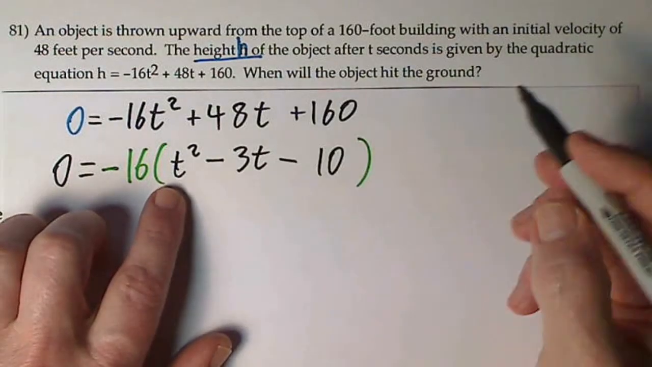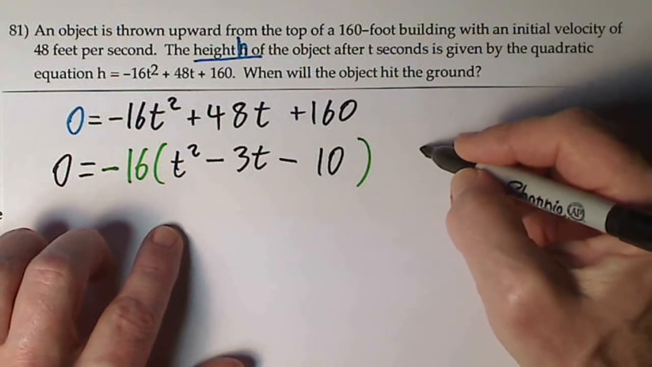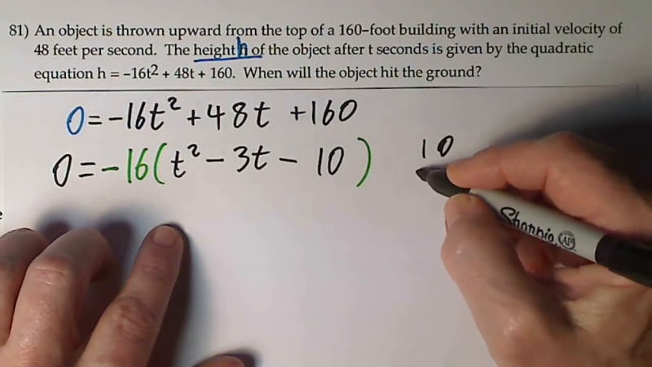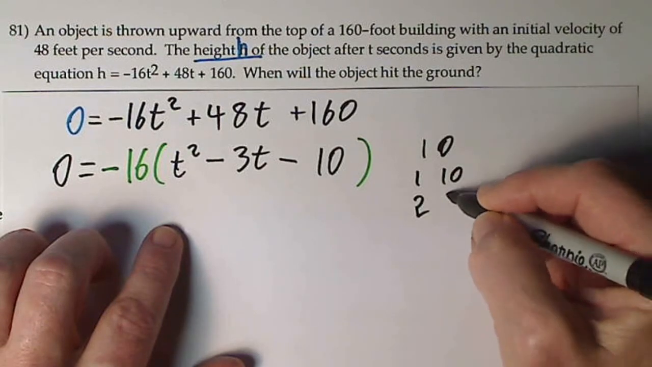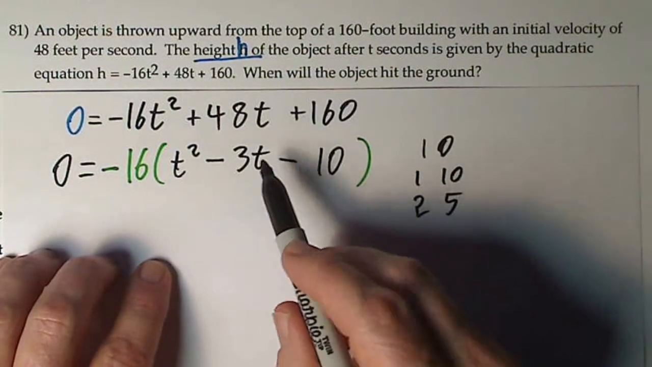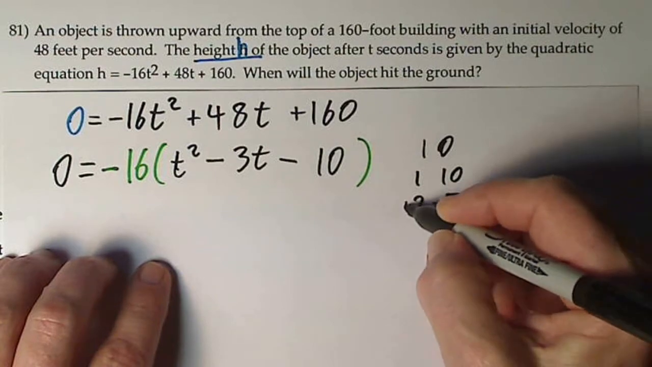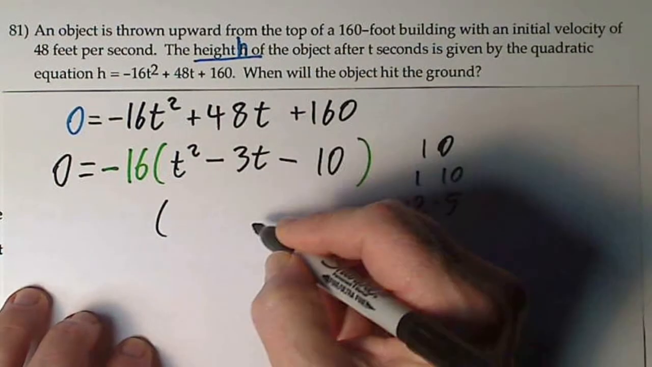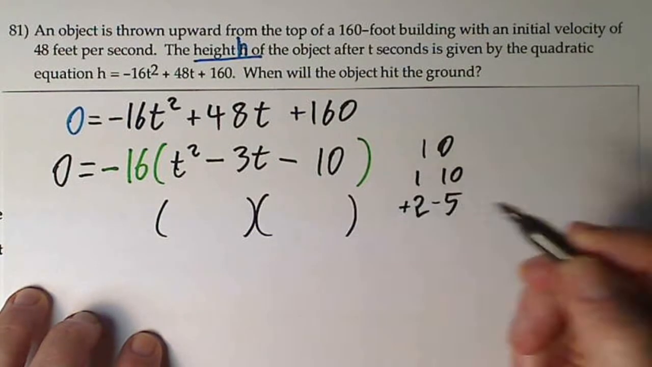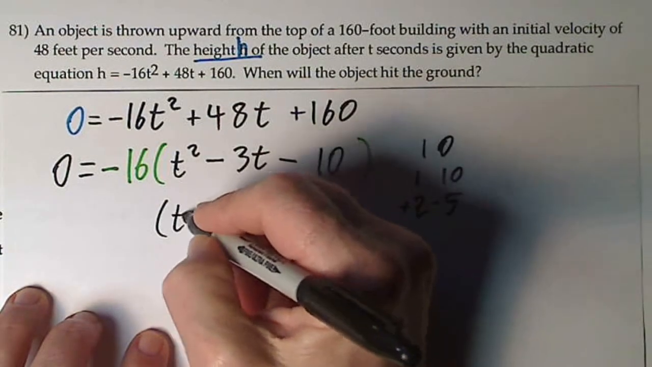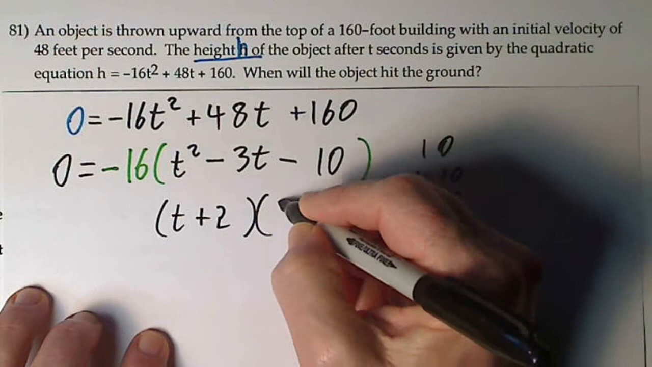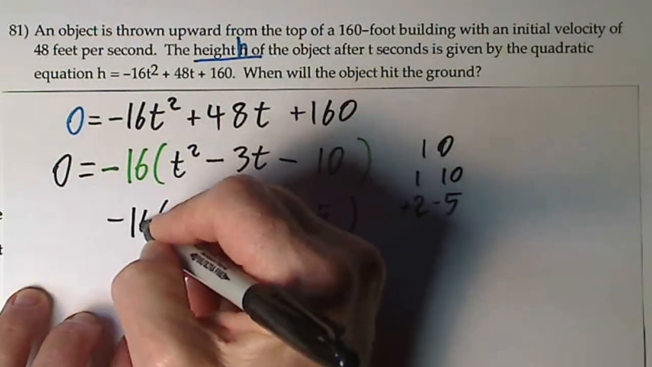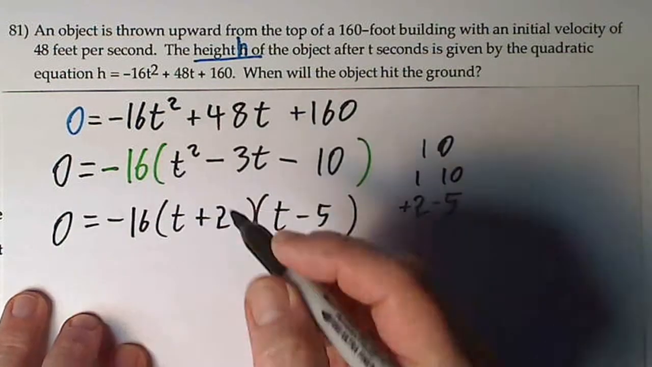Okay, so you just grab the last term. You grab the 10. List all the factors. This won't take long. 1 and 10, 2 and 5. We're looking for a difference of -3, -5, +2. So we have the factored form. That's going to be t plus 2, t minus 5. And we also have a -16 sitting out here.